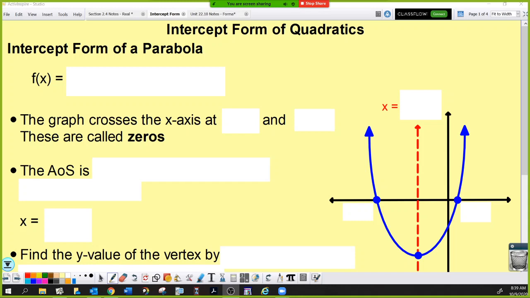Intercept form of quadratics. Form number 3. Intercept form. I told you a couple days ago, mathematicians are smart, not so creative though. And we typically, and I say we, like I'm one of the people who did it, we typically name our equations based off of what those equations do. Vertex form of a quadratic? Yeah, gives you the vertex. Intercept form of a quadratic? It gives you the intercepts, the x-intercepts to be specific.